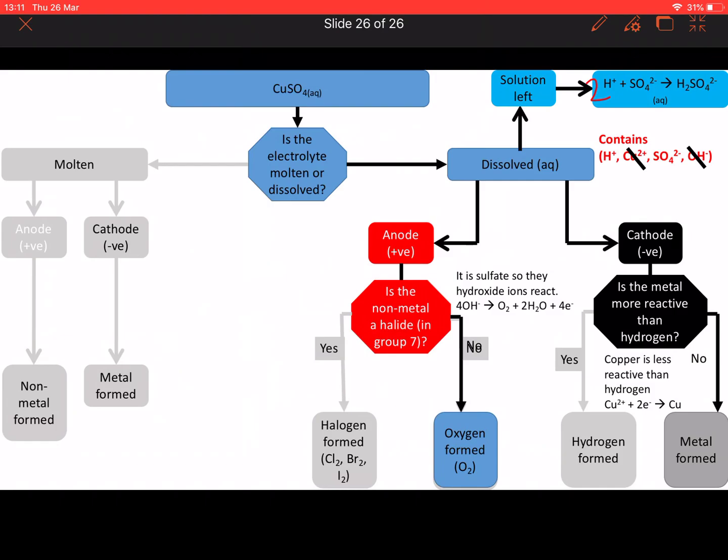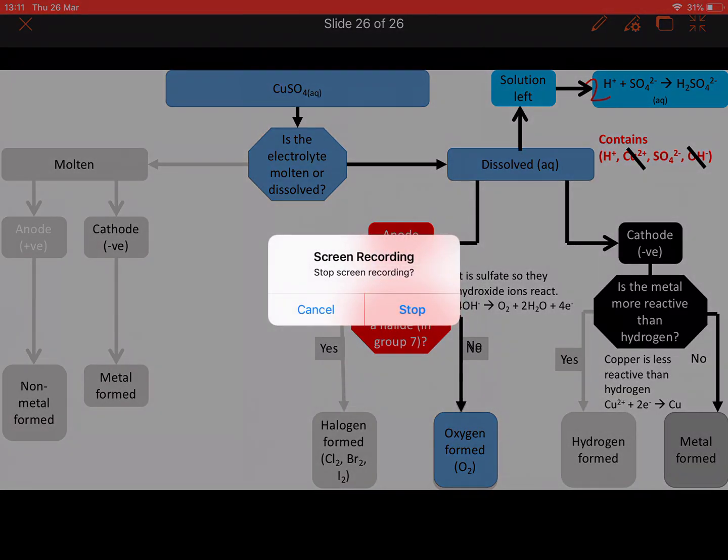I hope that is helpful. If you're not sitting higher tier, you don't need to know the half equations. If you are sitting higher tier, you do need to know those half equations. So I hope that has been helpful.